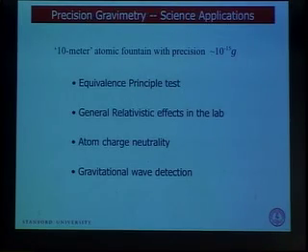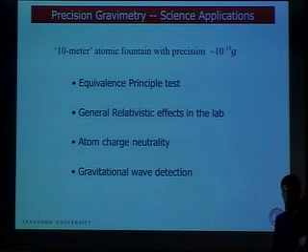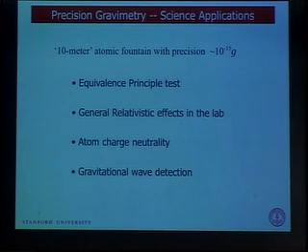All right, so basically these are just the recap. Equivalence principle is the first thing we're going to do to really convince ourselves that we understand the systematics and the performance of such a really sensitive device. Then looking for GR in the lab, atom charge neutrality, and potentially gravity wave detection.